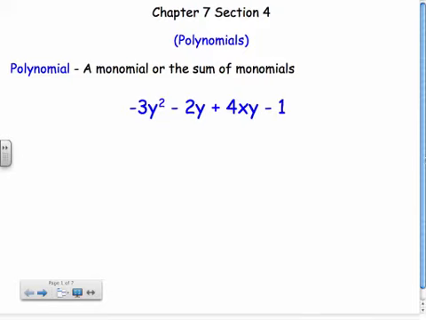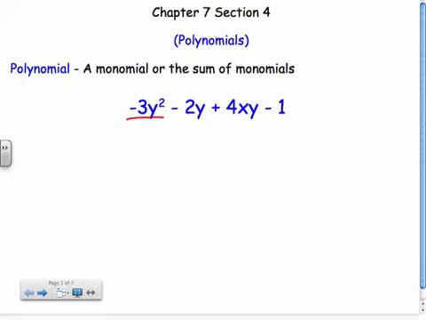Okay, it's time to talk about everybody's favorite in algebra, polynomials. A polynomial could be just a monomial or the sum of monomials. And remember, a monomial is just a number or a variable or the product of both. So in this case, in my polynomial, I have 4 monomials inside of here, right?